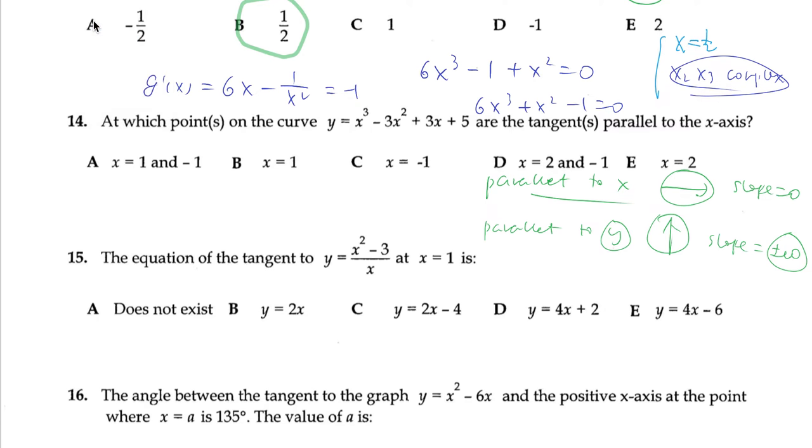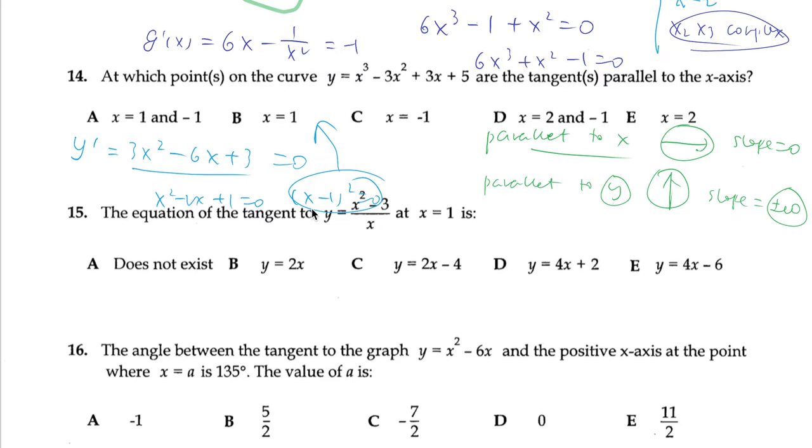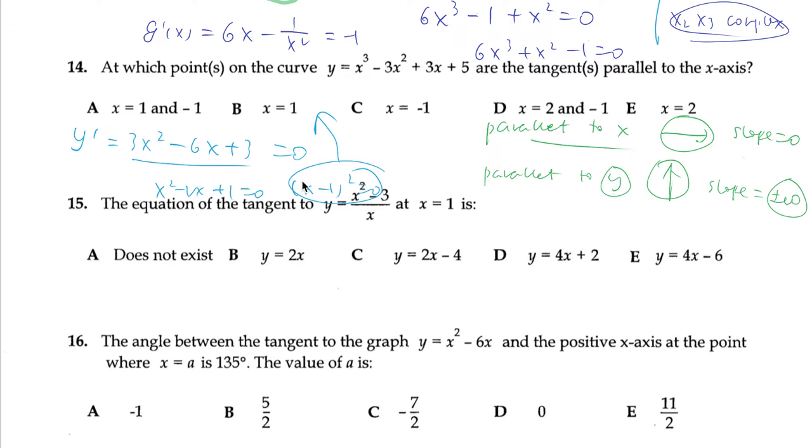So directly solve it. y dash equals 3x squared minus 6x plus 3. If this equals 0, we have x squared minus 2x plus 1 equals 0, so (x minus 1) all squared equals 0, x equals 1. So at x equals 1, the tangent will be parallel to the x-axis.